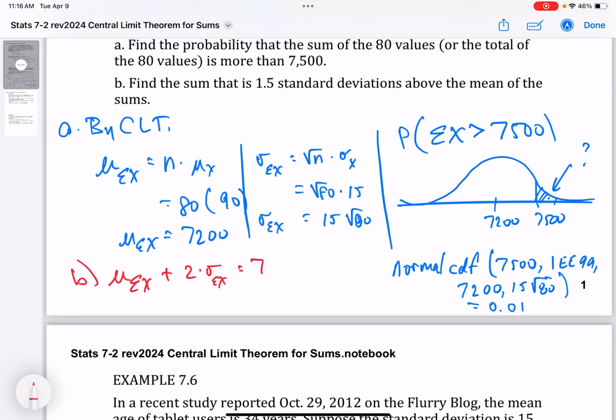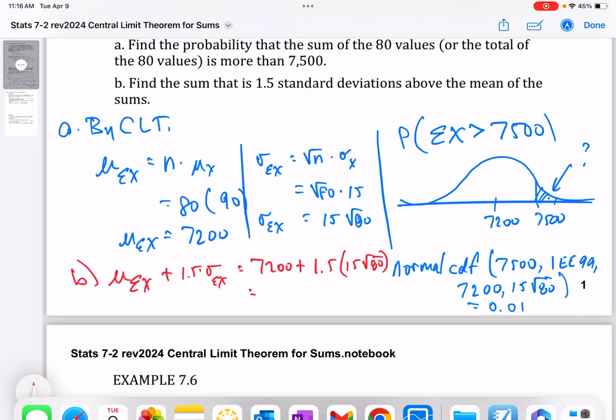So we then want our 7,200 plus, that's 1.5, not 2. Let's go back and replace this. 1.5 multiplied by the standard deviation. The standard deviation was 15 times the square root 80. So we can plug that just into our calculator again.